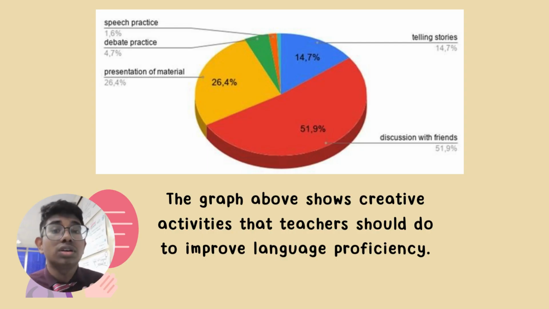Right now, we're showing you the graph of what kinds of activities the teacher should conduct to improve students' language proficiency, such as discussion with friends, telling stories, presentation of material, debate practice, and speech practice. These types of techniques teachers must use in their pedagogical approach to improve students' language proficiency. And that's all from my part. And right now, I'm going to pass this presentation to Syahmi for him to explain about social qualities.